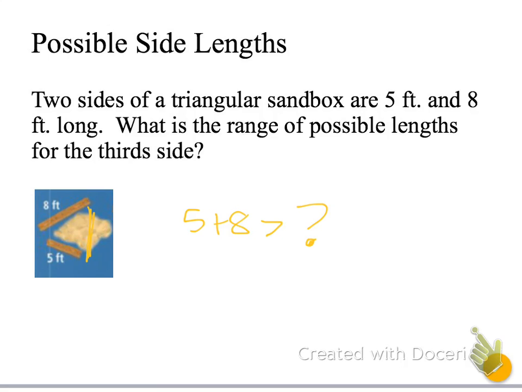So 5 plus 8 then is 13. Okay, so x then can be anything less than 13. So our range of possibilities is anything less than 13, but we can't have a negative length. So technically, it is anything from 0 to 13 feet, if I'm going to label. Okay, so that is our range of possibilities. It could be 1, 2, 3, 4, 12, it could be 12.5. It cannot be 13 though, and it cannot be any negative numbers.